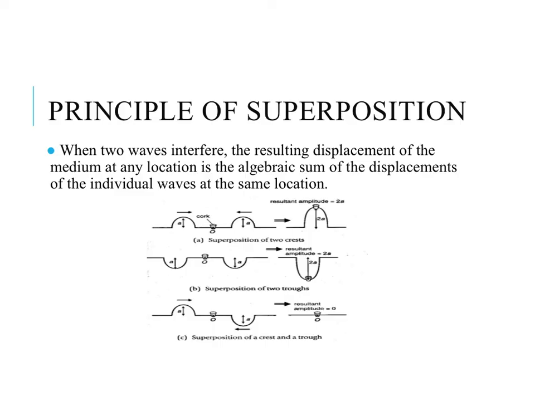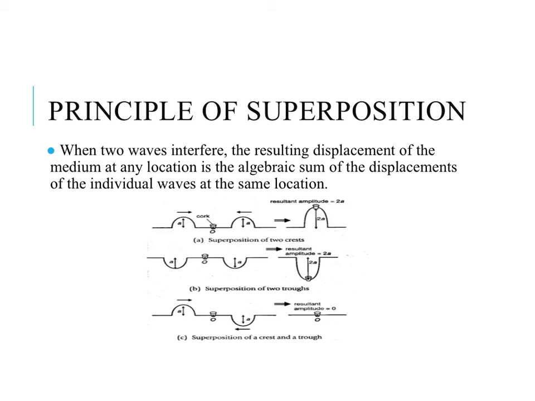Okay, that happens because of this principle, the principle of superposition. So when two waves interfere, the resulting displacement of the medium at any location is the algebraic sum. So we just did 2 plus 4 to get the resulting amplitude of 6.